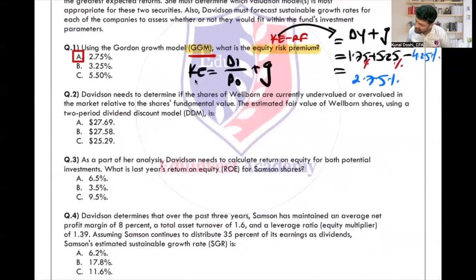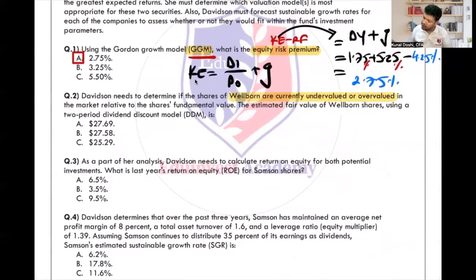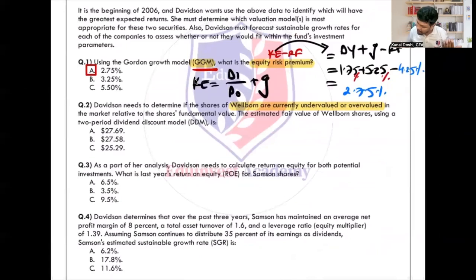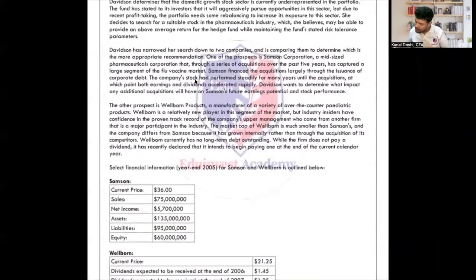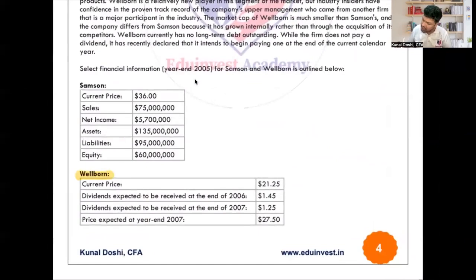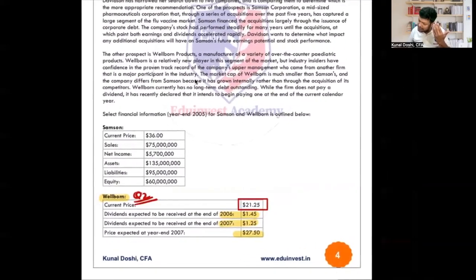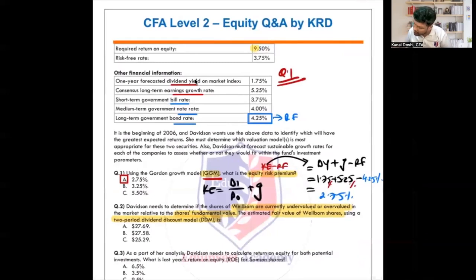Davidson needs to determine if the shares of Wellborn are currently undervalued or overvalued in the market relative to the shares' fundamental value. The estimated fair value using a 2-period dividend discount model. So we are looking for a company, Wellborn. Wellborn's information is here. We have to find whether it is under or overvalued. Current price is given for comparison, and then they have given us dividend to be received next year, then the year after, and price expected. So 2 years dividend and price is already provided to us. Return on equity is provided to us.